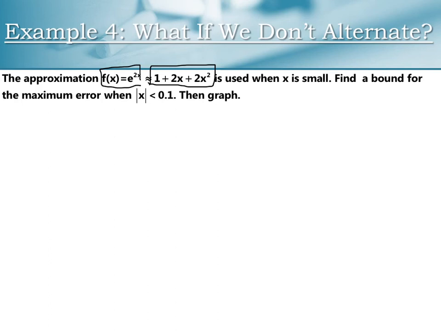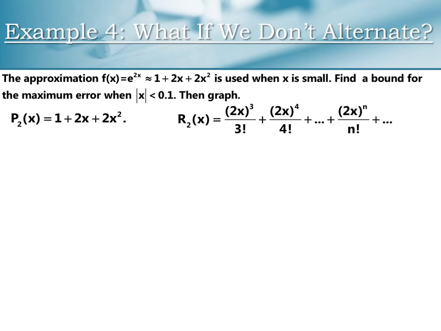What we want to do, though, is figure out a bound for the maximum error we can encounter when we're working with this degree 2 Taylor polynomial on the interval from negative 0.1 to 0.1, when the absolute value of x is less than 0.1. Remember, this absolute value statement is the same thing as saying we're only looking at x values between negative 0.1 and positive 0.1. Alright, so there's P2 of x, a degree 2 Taylor polynomial.